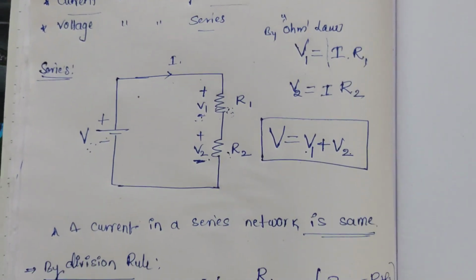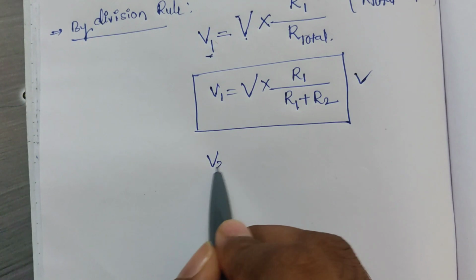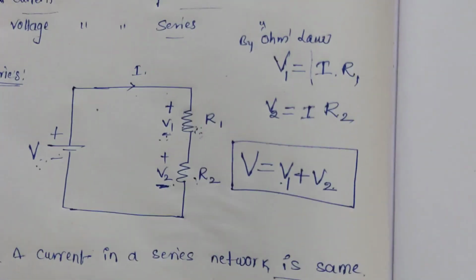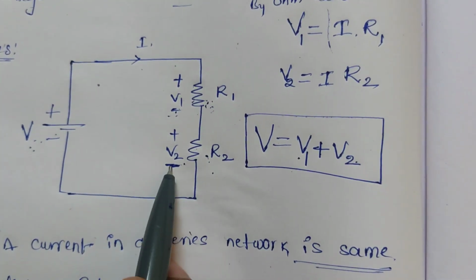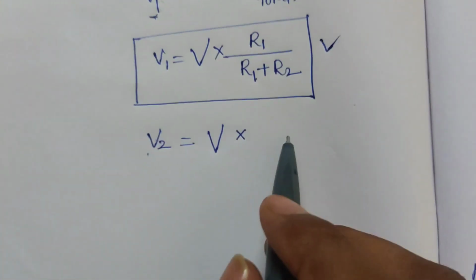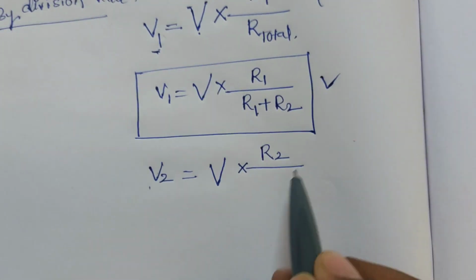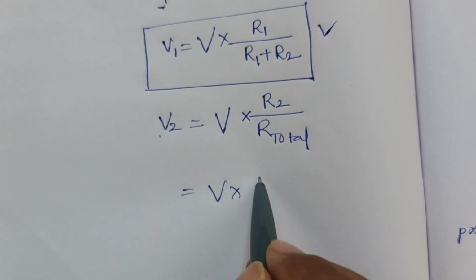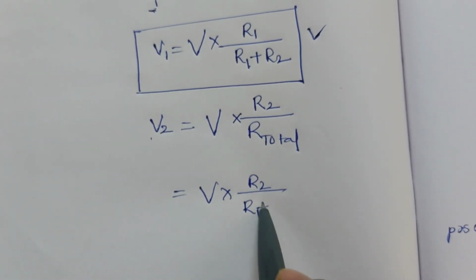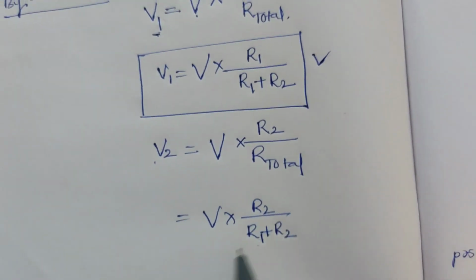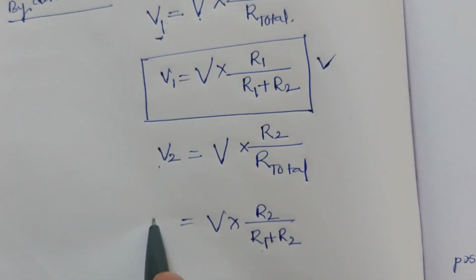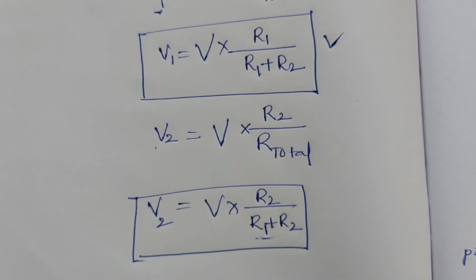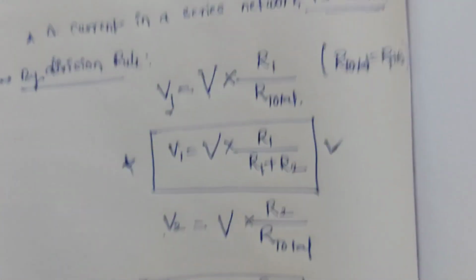We can similarly find V2, that is V2 equal to source voltage V into its corresponding resistance. What is the corresponding resistance here? That is R2. So V2 will be V into R2 by the total resistance, which for a series combination is R1 plus R2. If it is a parallel combination, you must take the parallel combination, but voltage will be divided in series only. That means the total resistance will be the sum of resistors. So this is about finding voltages in a series network.